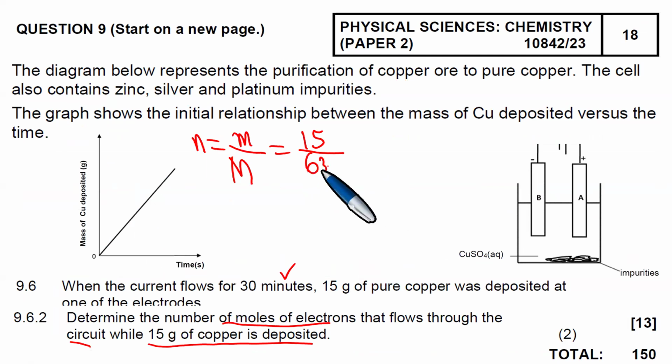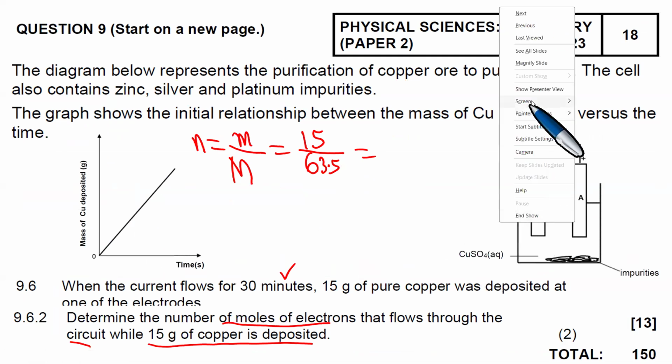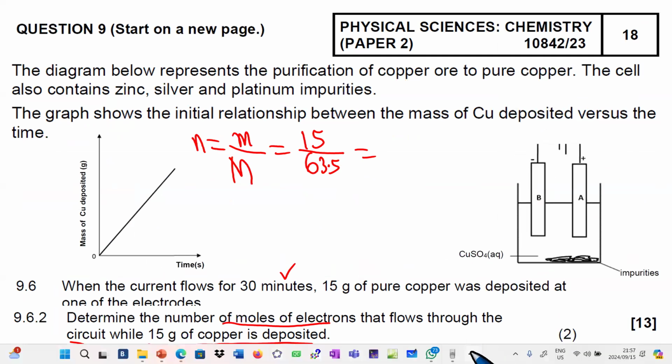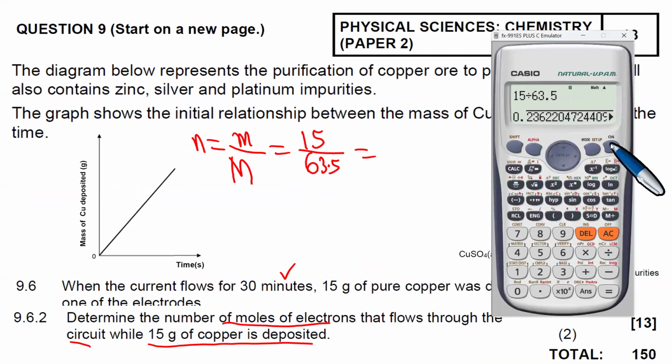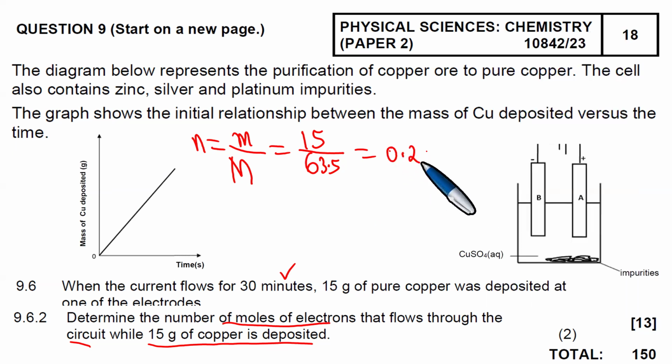So it's 63.5, and then we're going to use our calculator to do this one. I'm testing you because I don't want you to slip. So you're going to have 15 divided by 63.5. And then the answer is 0.236 mole.